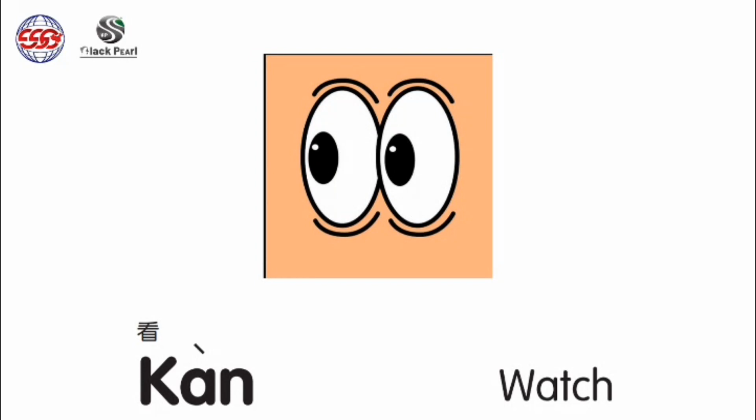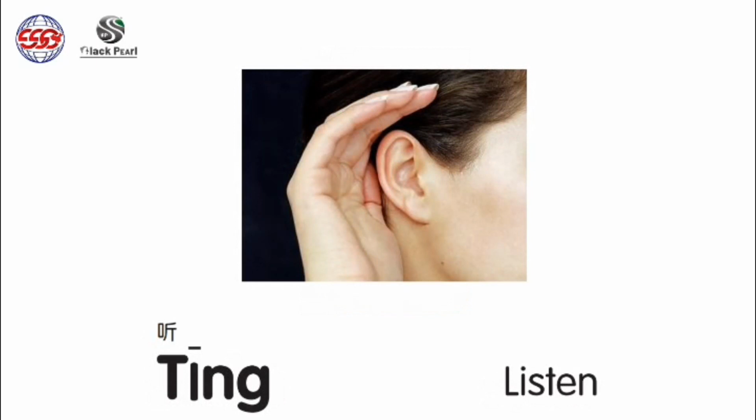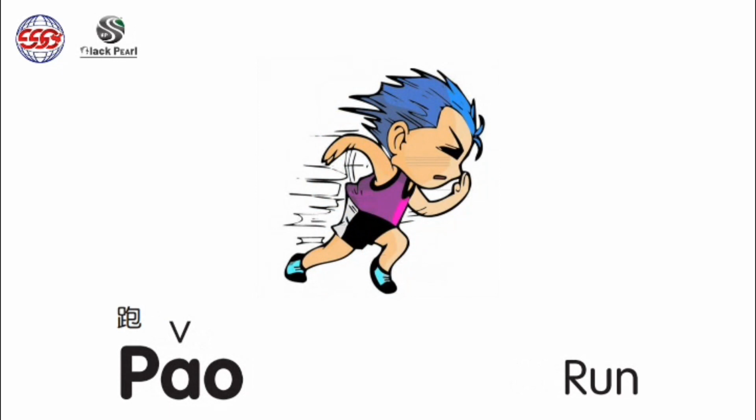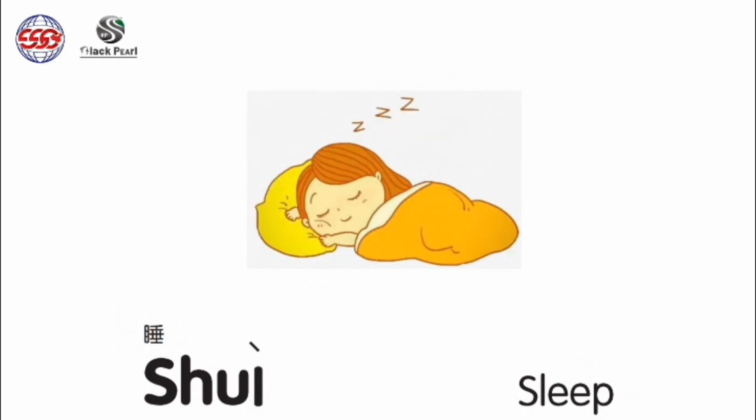Small Chinese. Watch. 看. Speak. 说. Listen. 听. Walk. 走. Run. 跑. Sleep. 睡.